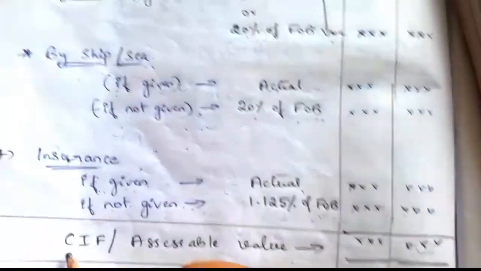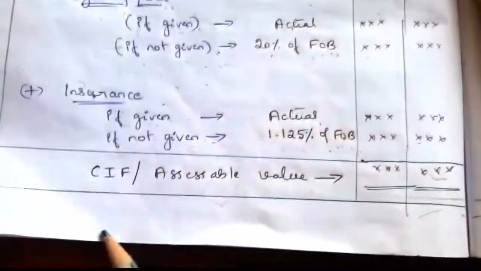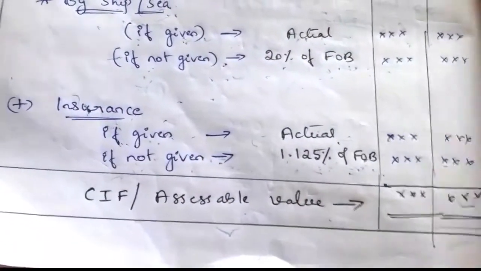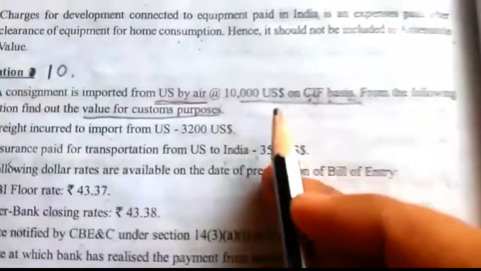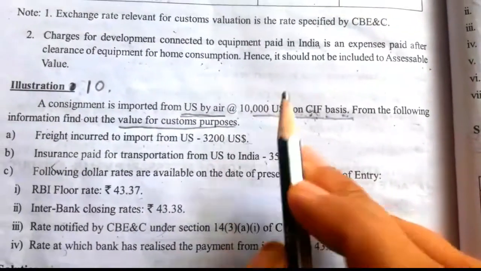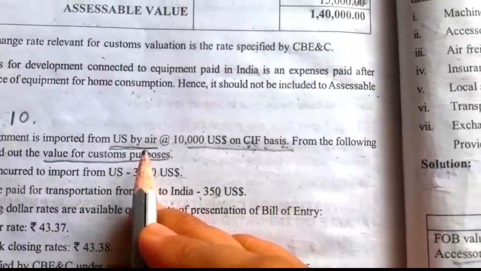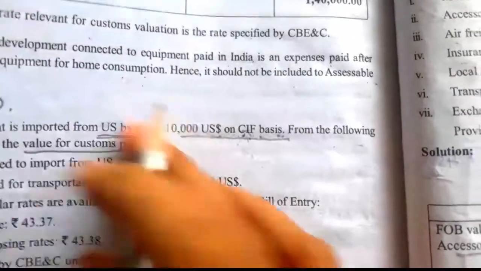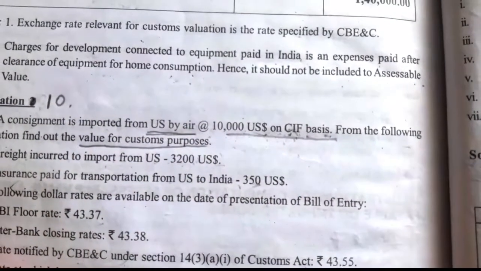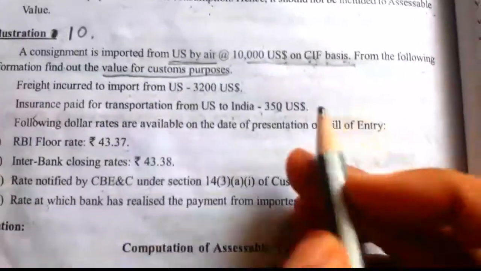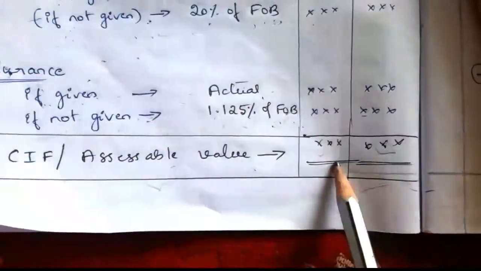CIF means after adding the cost, expenses, insurance expenses and freight, the total is nothing but the CIF cost or assessable value. They have directly given the assessable value, and here the import is by air, so they have not applied the condition of restriction of actual or 20% of FOB. So now we have to apply that condition and find again the actual assessable value.